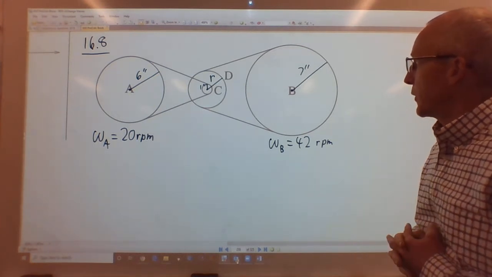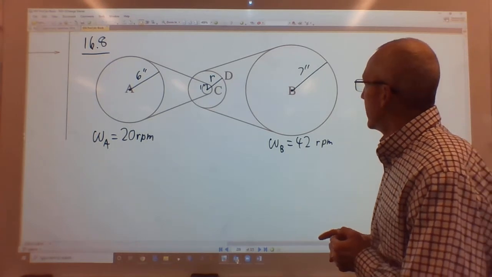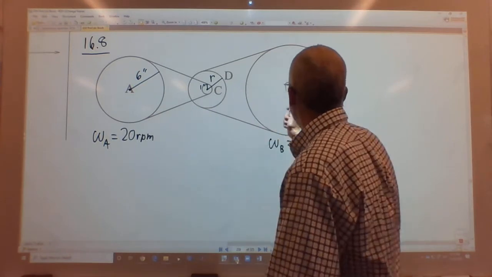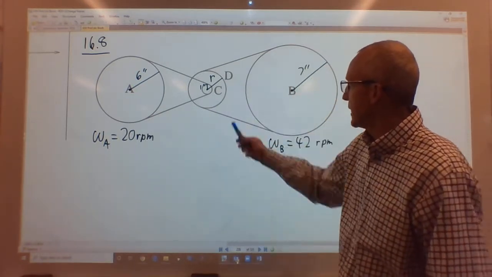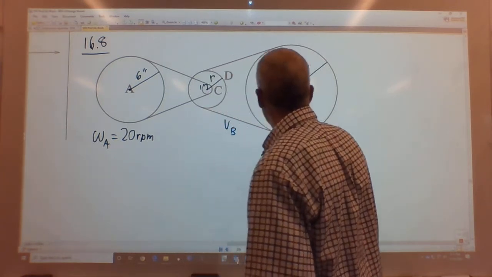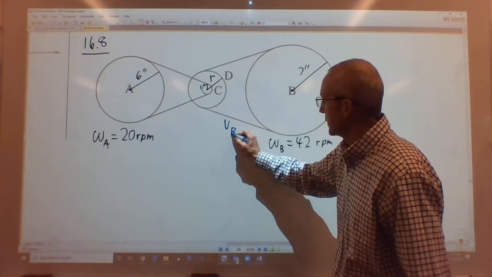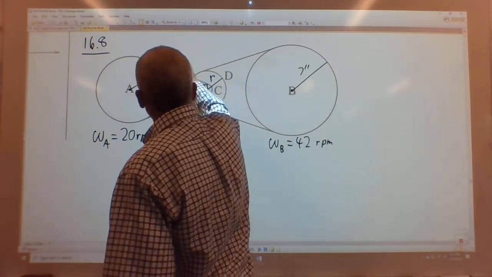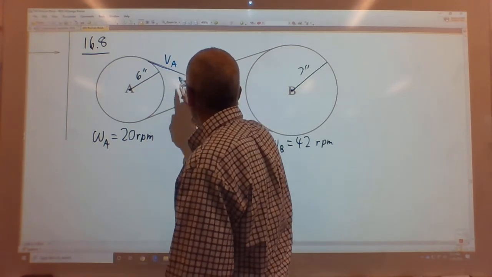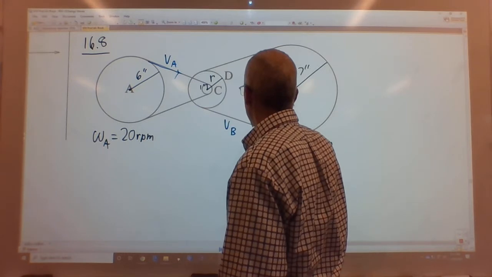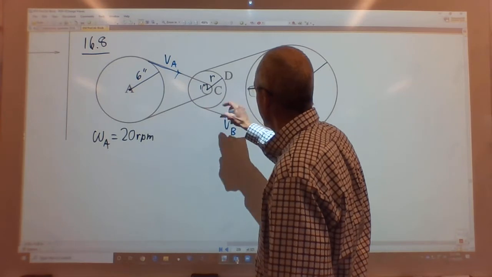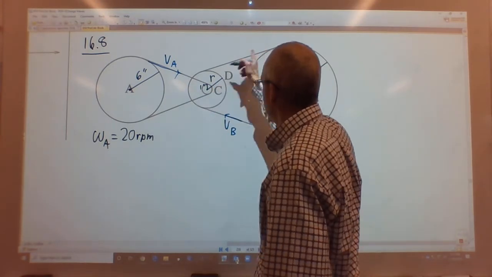Okay, so first, what we know is, if we know everything about this wheel and everything about this wheel, then we can figure out the velocity. So we can call this VB, the velocity on the outside of wheel B. And we can call this one the velocity on the outside of wheel A. That's how fast these things are going, right? How fast this belt is going. I don't know what direction they're going in. Let's see, if this one is going that way, this one's going this way, maybe. That way, turning the wheel, yep, I think that's right.